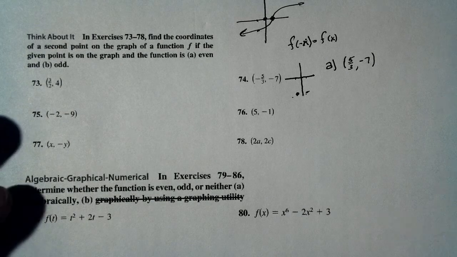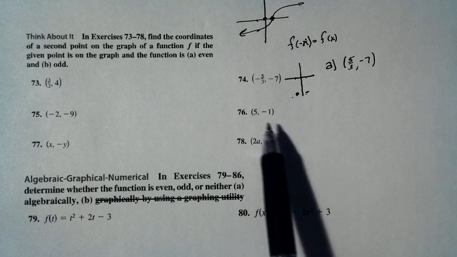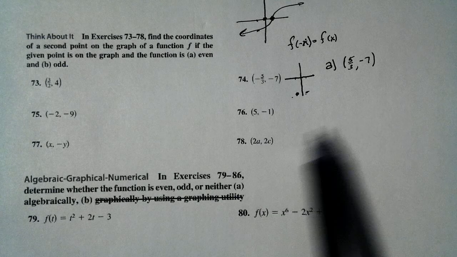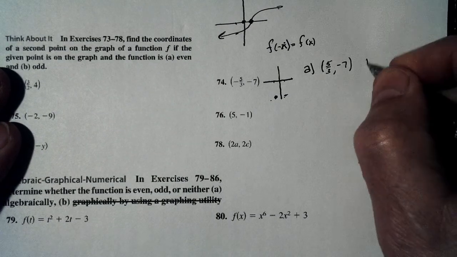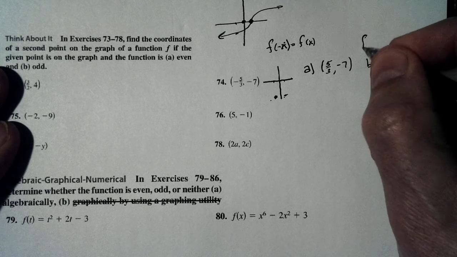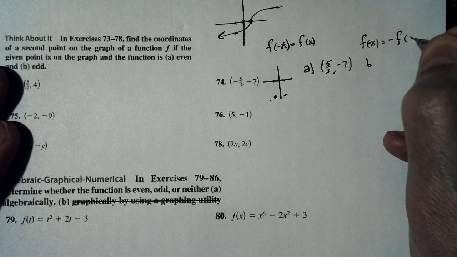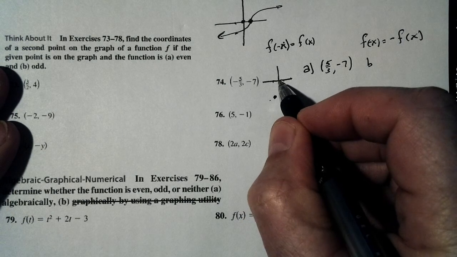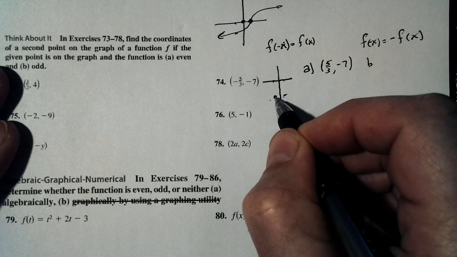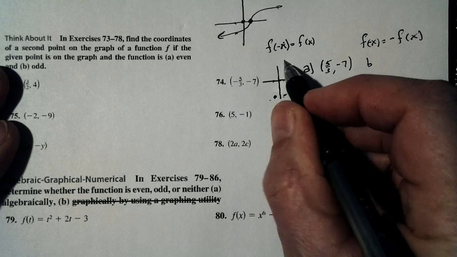And I'm going to tell you, once we're done with 50, 74, 76, 78, I would have just memorized. Don't do it. Keep going through this: height to the left equals height to the right. For B, for an odd function, the height to the left is the opposite of the height to the right. So if to the left we're down 7, to the right the same distance, we would be up 7.